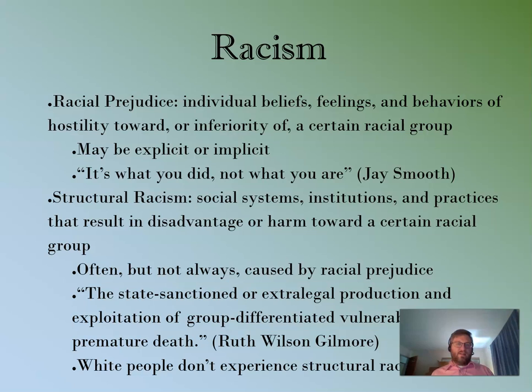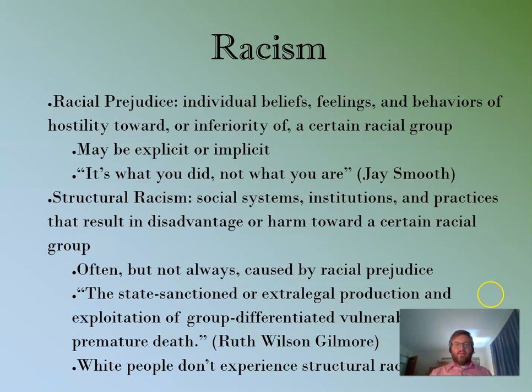The other dimension to racism. And for our purposes in this class, which is a social science class, this is in a lot of ways the more important aspect of racism, the more important dimension of racism, is structural racism. So this is social systems and institutions and practices that result in disadvantage or harm towards certain racial groups. So this is going, rather than the individual level, we're looking at the structural level. We're looking at how society is put together.